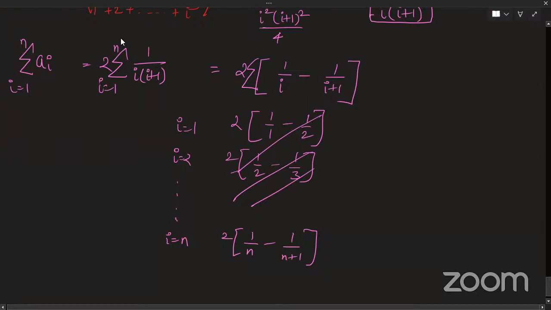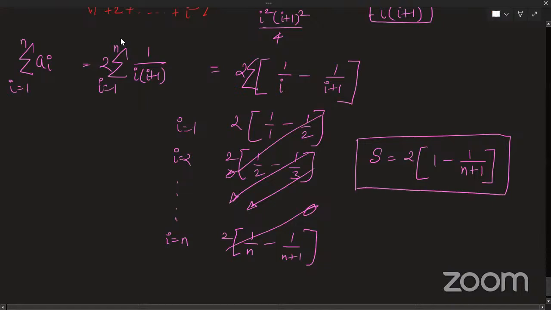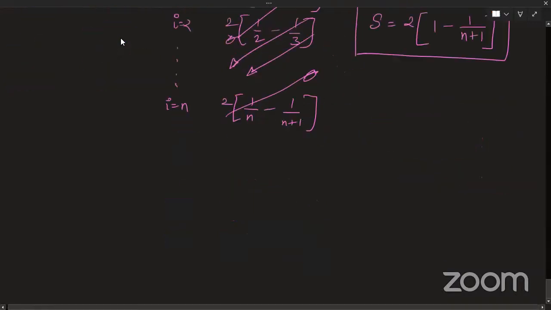Out of these, which one will get cancelled, left term or right term? Left term. Correct. So what is my final answer? 2 into 1 by 1 minus 1 by 2 into 1 minus 1 by n plus 1. Absolutely correct. Now has everyone understood? Yes, sir. Okay, great.